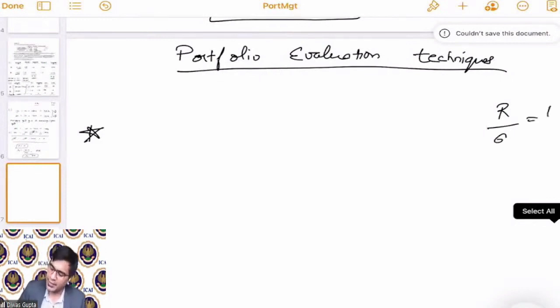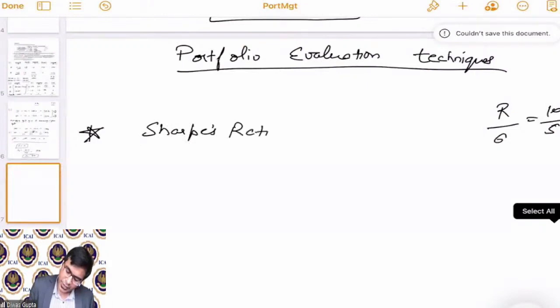So for example, the return is 10 and the risk is 5. That means for every 1 unit of risk, we are getting 2 times the return, correct? And if you remember in question number 6, we used the same logic to see which security is better. So the same thing is what Sharpe has also said. So this is called Sharpe's ratio. But what he says is that instead of taking the entire return, let us only take the excess return over the risk-free return.